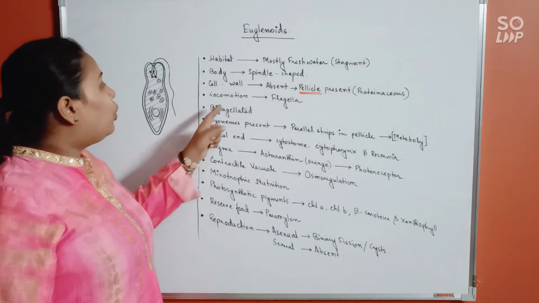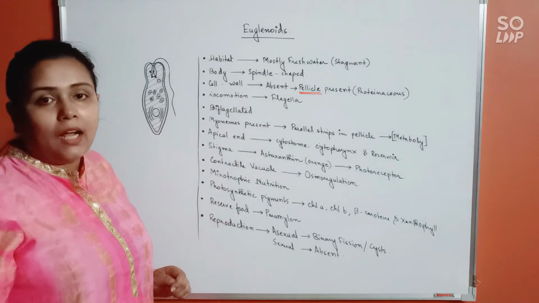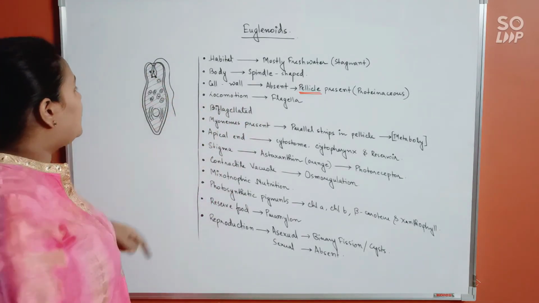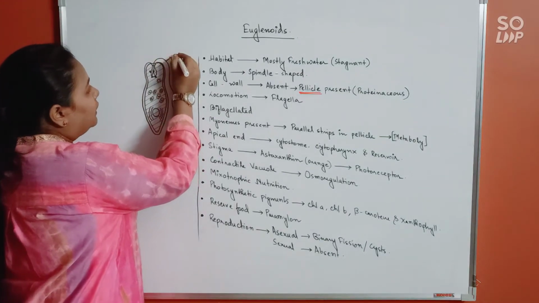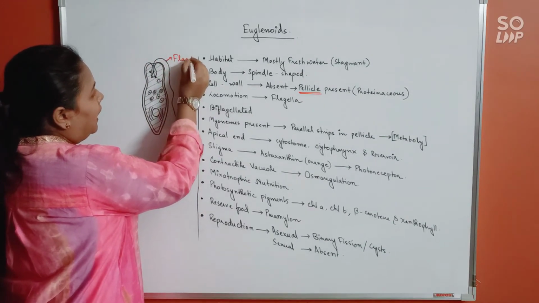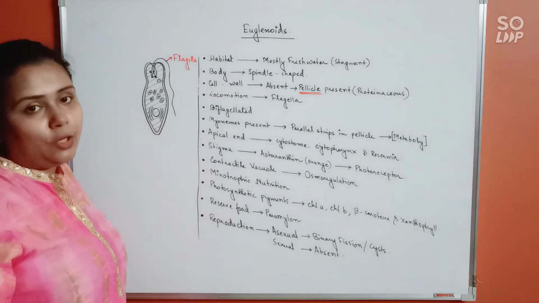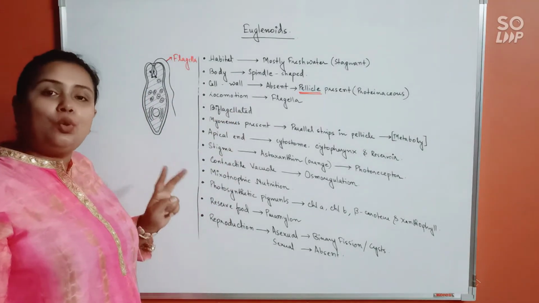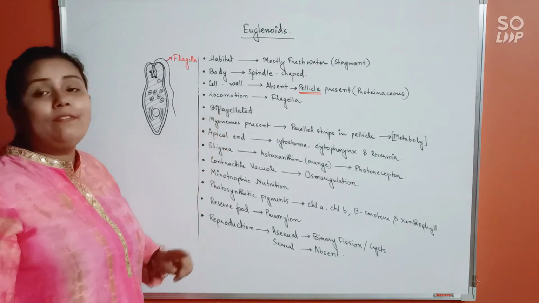Okay. Now, locomotion in case of euglena is by flagella. Okay, flagella will be present. So this being the flagella that is present in euglena, and this is going to be helpful in locomotion. Also, in euglena there are two flagella being born, so they are biflagellated.